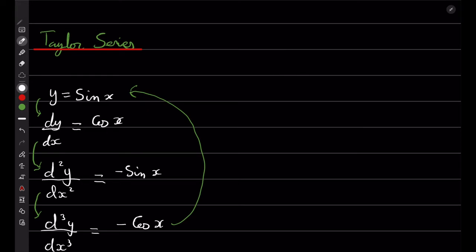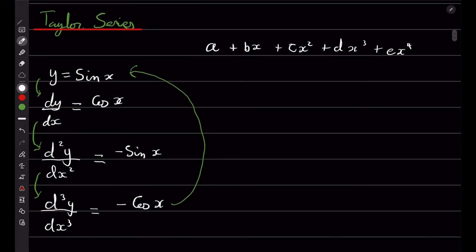So let's do 5 terms of the polynomial that will approximate the graph y equals sine x. So the polynomial is a plus bx plus cx squared plus dx power 3 and ex power 4.